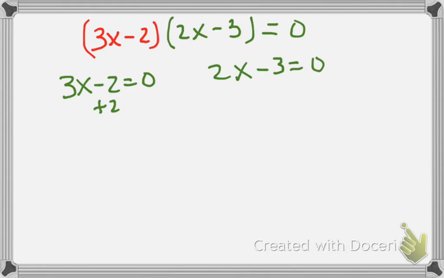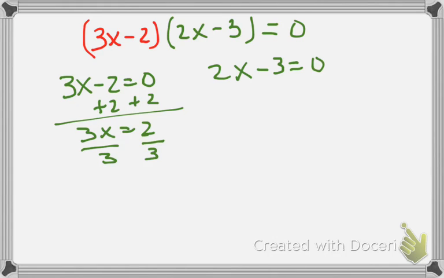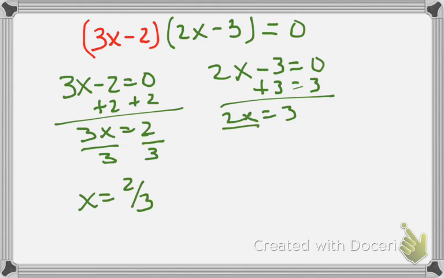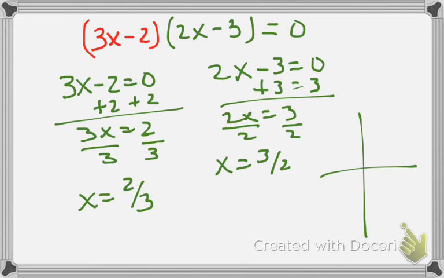And then I'm going to add 2 to both sides. That gives me 3x equals 2. We're solving for x, because we want the x value. Divide by 3: x equals 2/3. So there's one x-intercept. Add 3 to both sides: 2x equals 3. Divide by 2 on both sides. So x equals 3/2. There's the other one. So if we were to graph this, it would have one at 2/3 and one at 3/2, which is 1.5, and it would be a parabola something similar to this right here. So these are our roots.